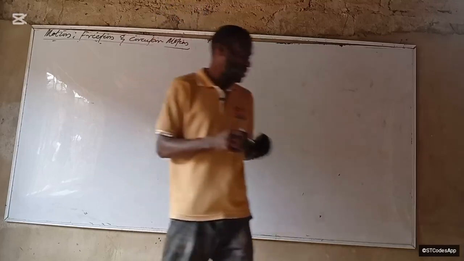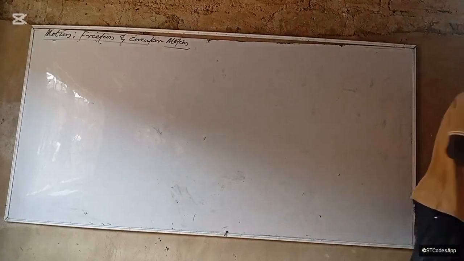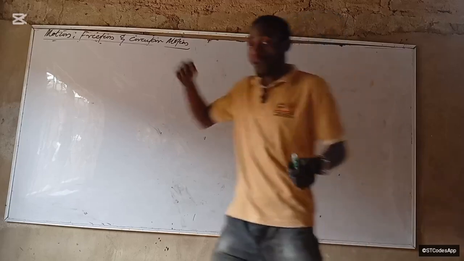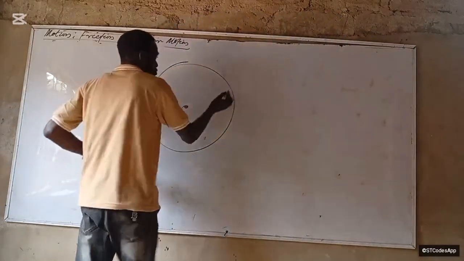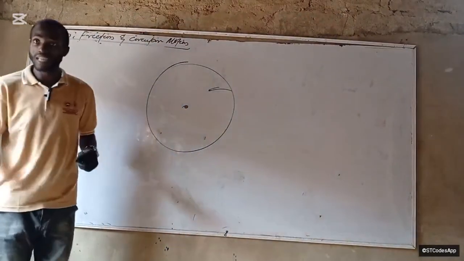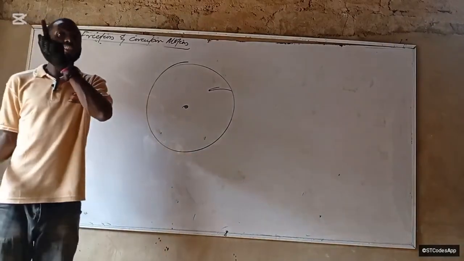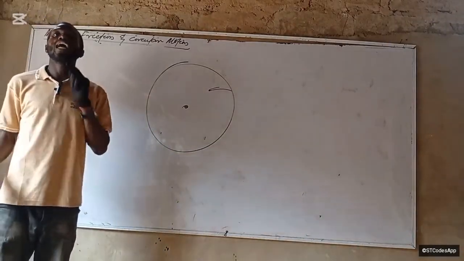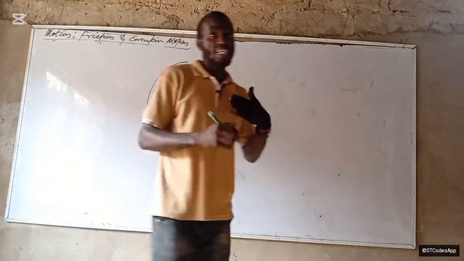In a circular motion, the acceleration of the body is always directed towards the center. If the body were moving like this, the acceleration will be directed towards the center all the time. Is that okay? So the acceleration of the body and the velocity of the body are always perpendicular to each other. Get it? In a circular motion, acceleration and velocity are always what?